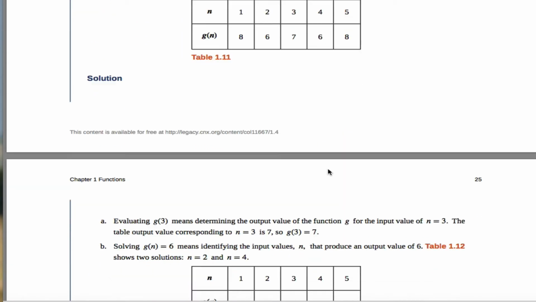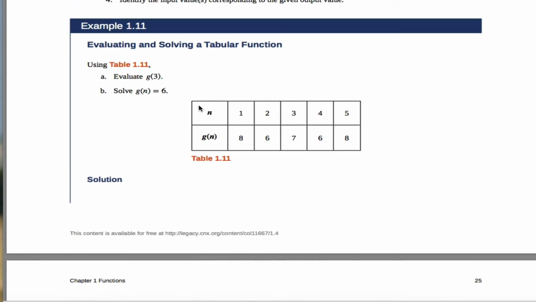I want to get to the bottom here. So they're saying you can even evaluate functions if they're given to you as a table instead of an expression. This is saying the inputs are 1, 2, 3, 4, and 5, and the associated outputs are 8, 6, 7, 6, and 8. So if you put 3 in, what will come out? Well, if you put 3 in, 7 comes out. That's what this first question is asking. The second one is asking you, what would you put in to make 6 come out? Well, it looks like 6 comes out when you put 2 in, but 6 also comes out when you put 4 in. So the answers here would be 2 and 4.